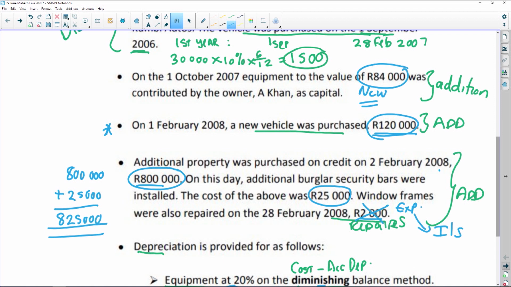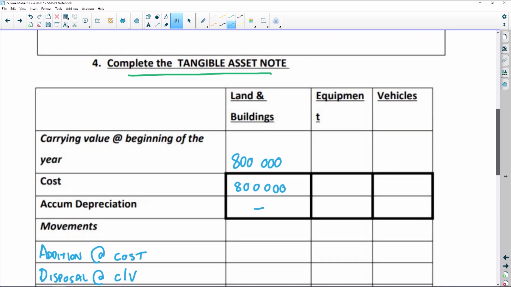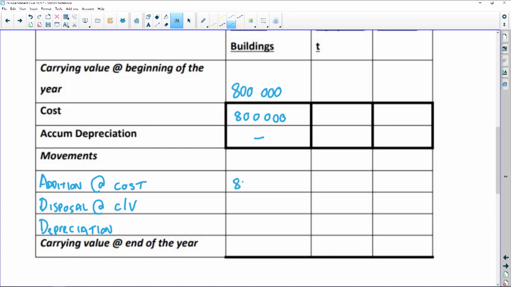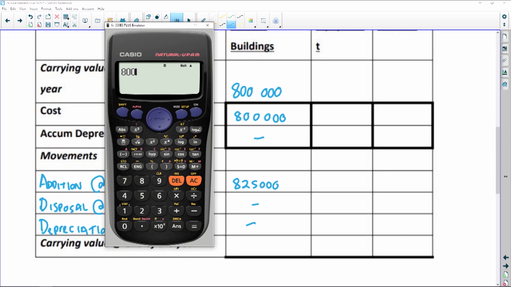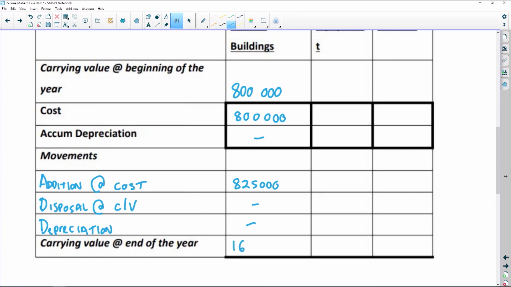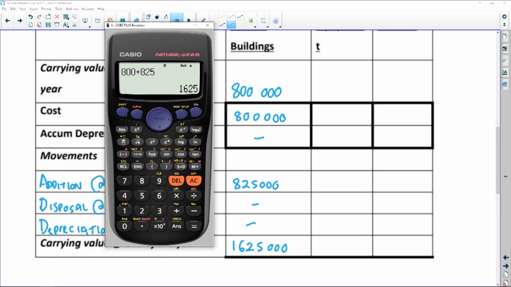So the value of our land and buildings addition is 825,000. Let's fill that in. Land and buildings, 825,000 is our addition. There's obviously no disposal, and there's never depreciation, so our carrying value at the end of the year is 800,000 plus 825,000, and that should give us 1,625,000. Just want to quickly double check that. Yeah, 1,625,000.